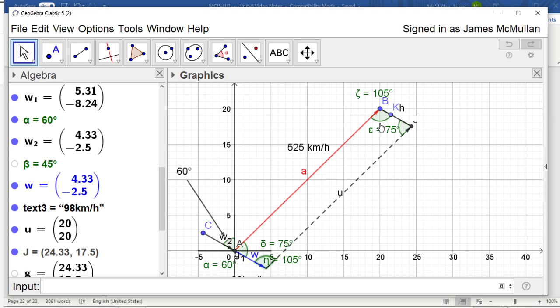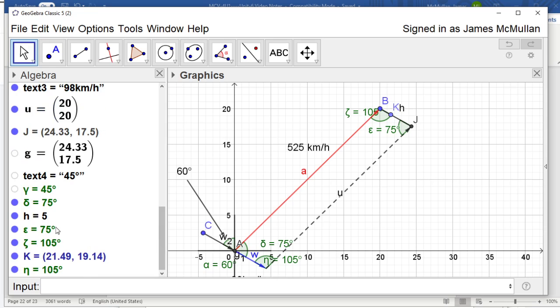Okay, so look at my parallelogram. 105 at the top, right? 105 at the bottom, and then 75 in the corners. Now the 75 I actually don't really care about. It's the 105 I want.